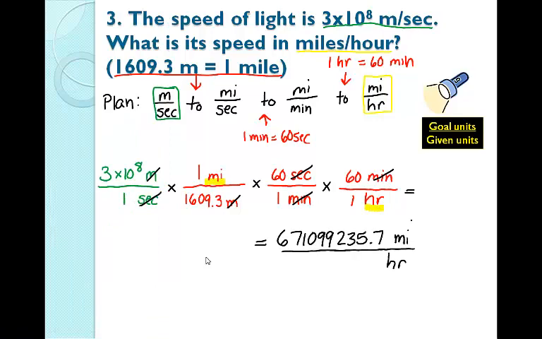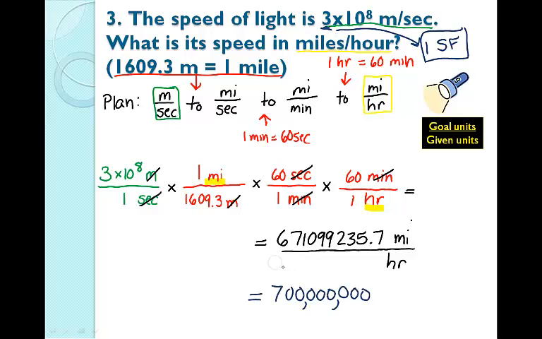That's a really, really big number, which we said is reasonable because light travels pretty fast. So now we need to look at sig figs. Our given number at the beginning had just 1 sig fig, so our answer has to be rounded to 1 sig fig as well. The first number here is a 6, the next number is 7, so the 7 makes the 6 round up to the next higher number, which is 7.